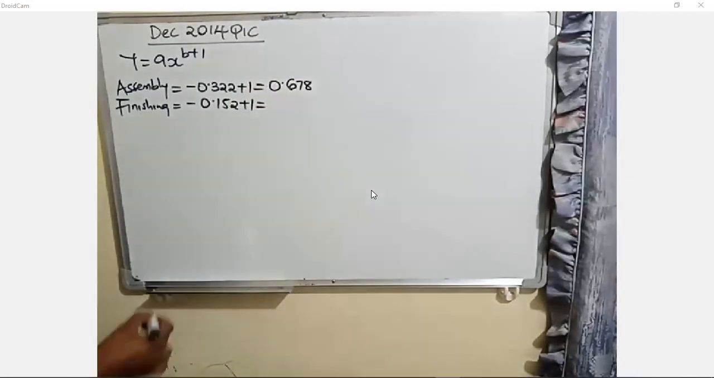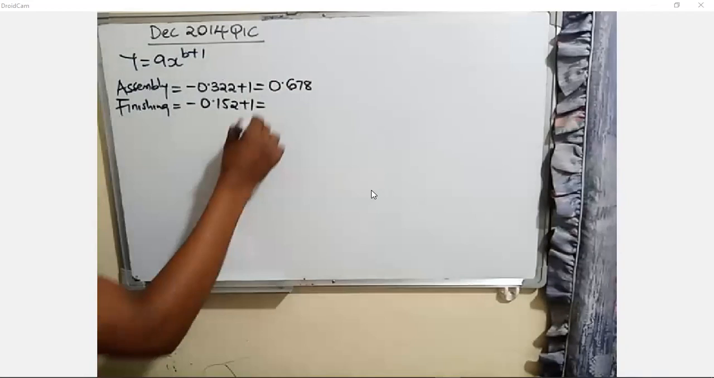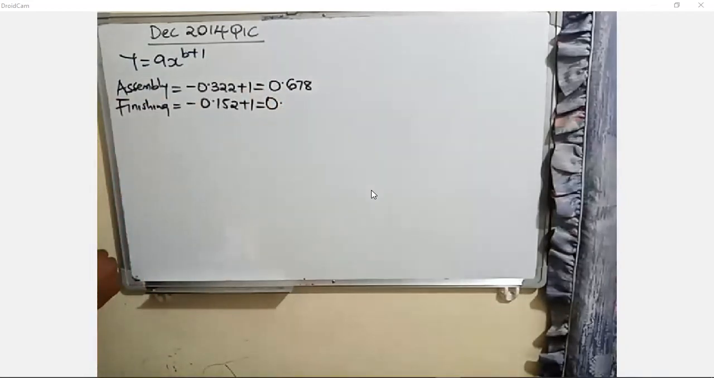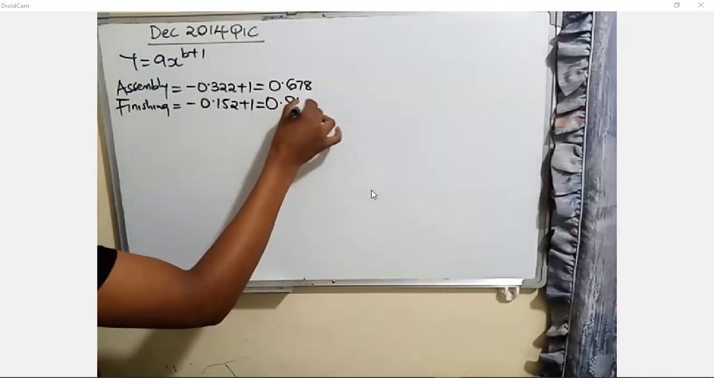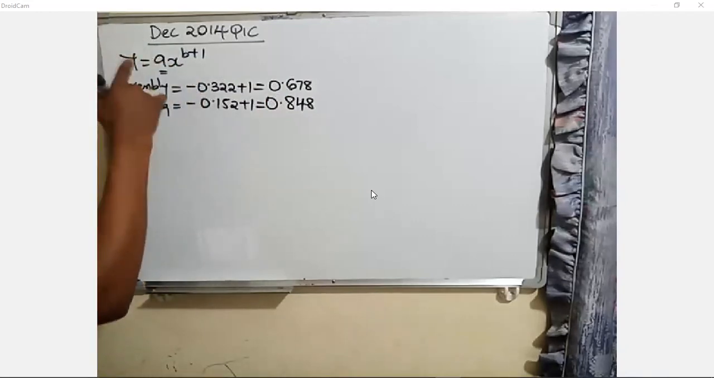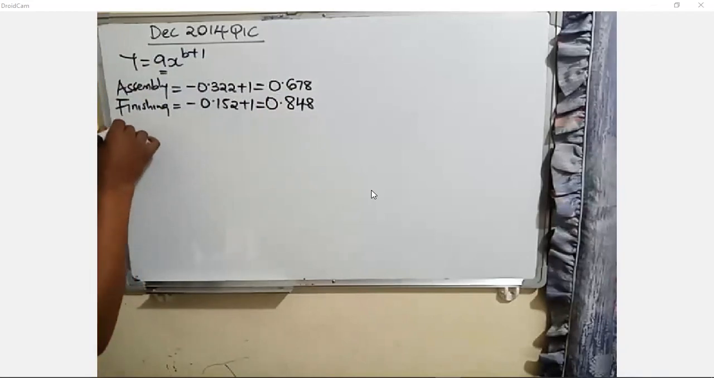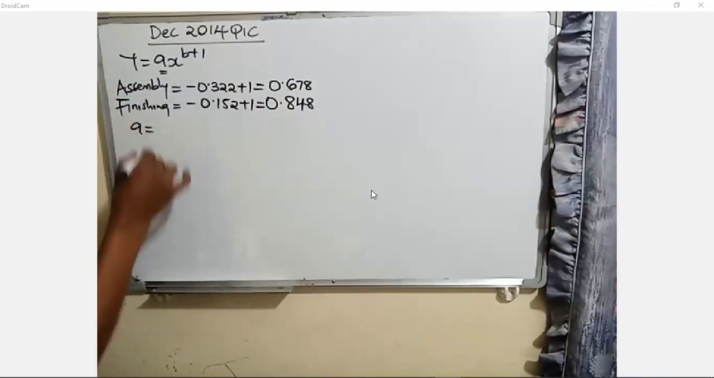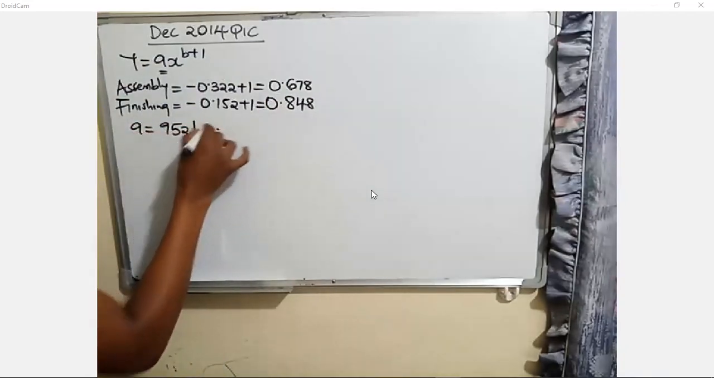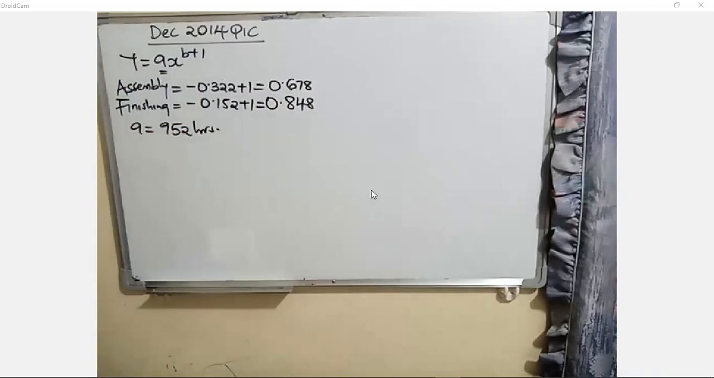0.678. The second one, for finishing, is 0.848. So let me analyze my question. What is my A? We said it is the time taken to produce the first unit. So under the assembly, my A is equal to 952 hours. That is my A.